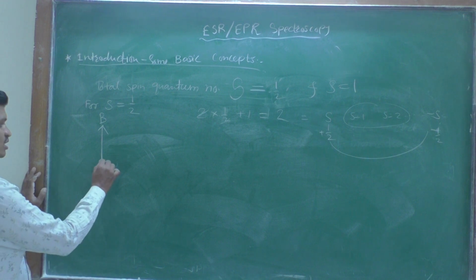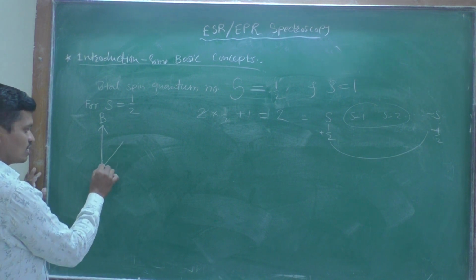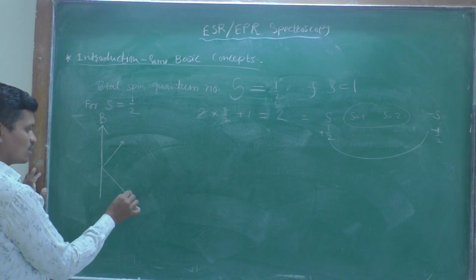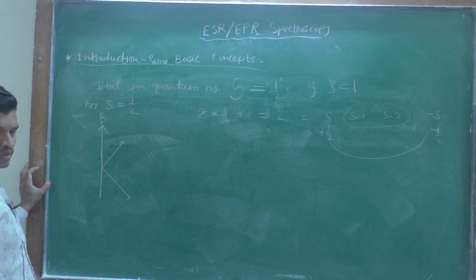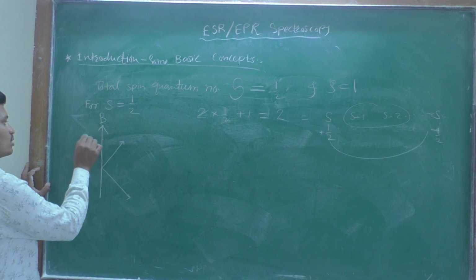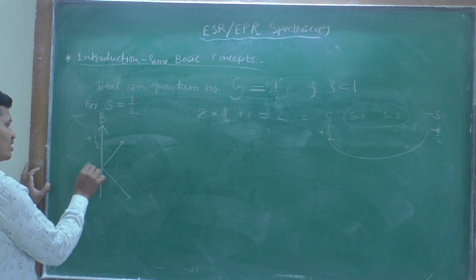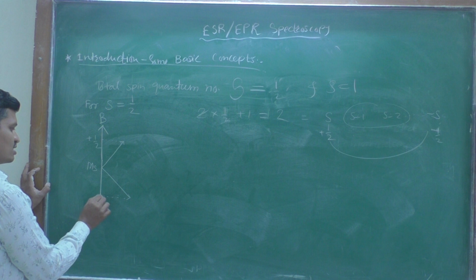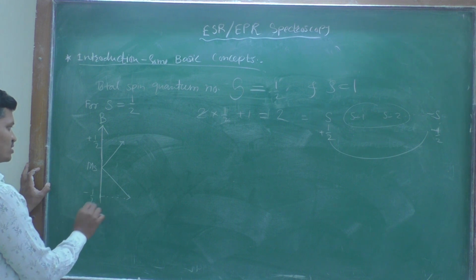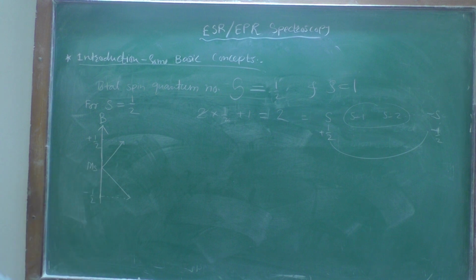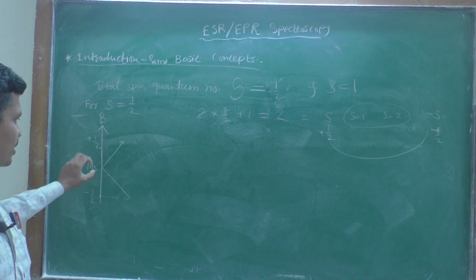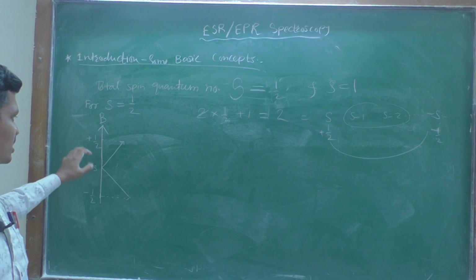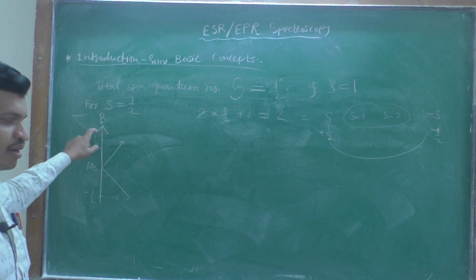Okay, so this can be shown like this. This is plus 1/2 ms values and this is minus 1/2 values. Okay, so this is the direction of applied magnetic field, and the splitting of the ms values is into two states, that is minus 1/2 and plus 1/2.